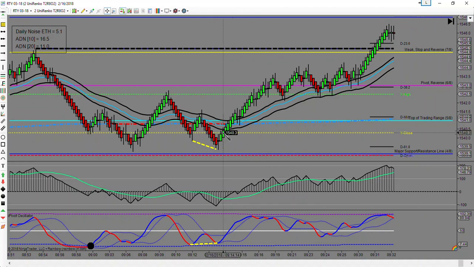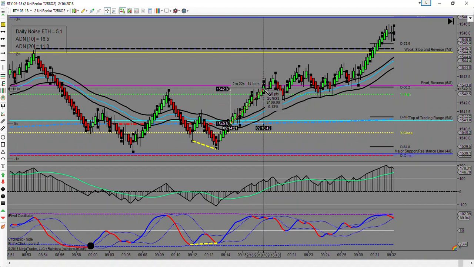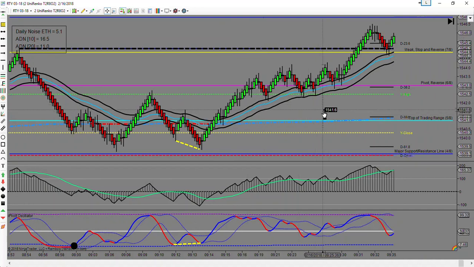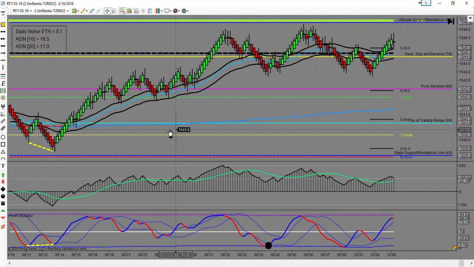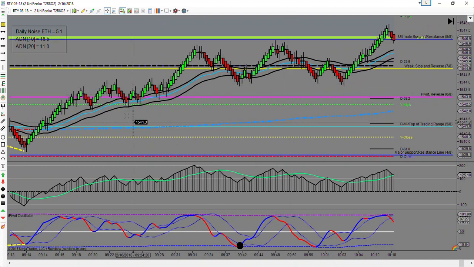If you went here, if you set your entry order right at the VWAP, you will measure 16, 17, 19, 20 ticks in about 2.5 minutes. And you're going to take your profit. Then we have another trade.